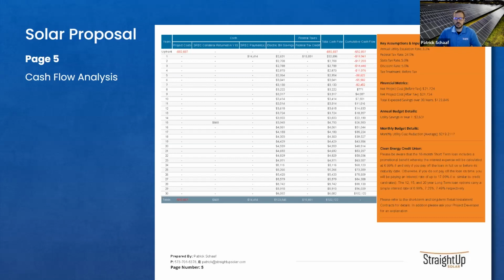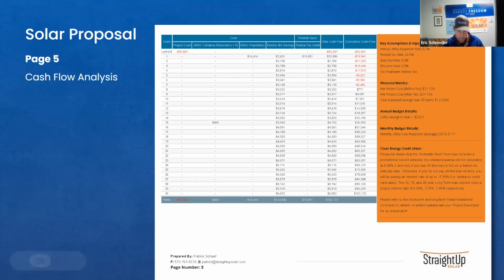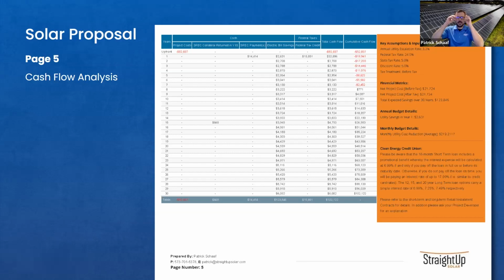On page 5 of the proposal, we look at the cash flow analysis, which is quite a bit of information, but we'll break it down. Nope. Did we go back? Can we go back one here? Oh, sure. Sorry about that. I thought we were going to have it zoomed in. And it's kind of hard to see that.